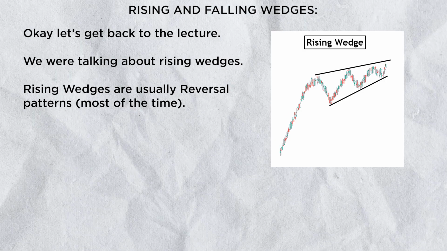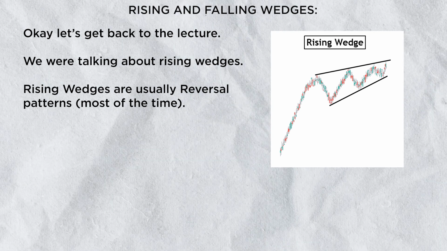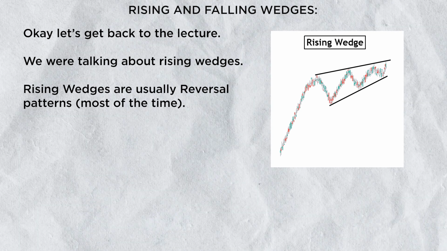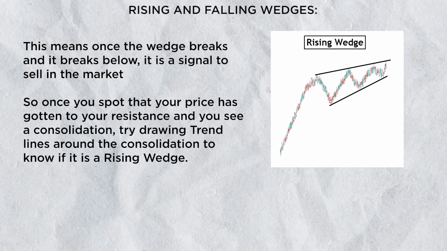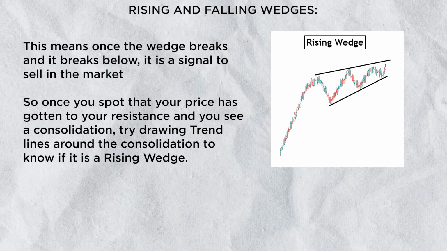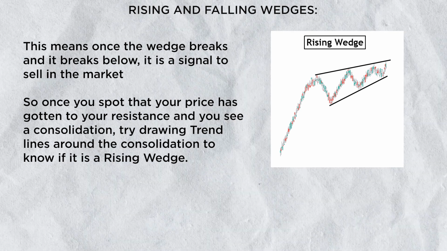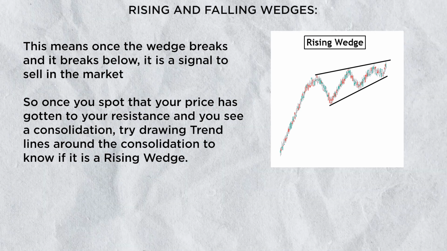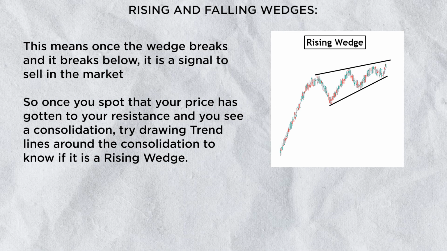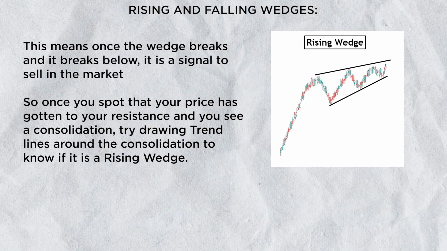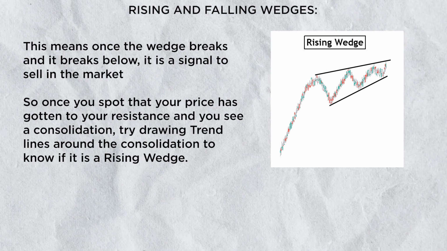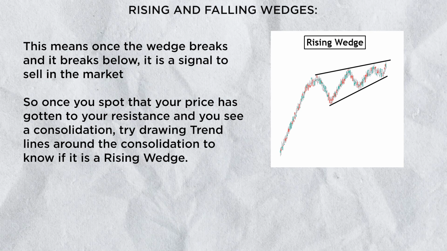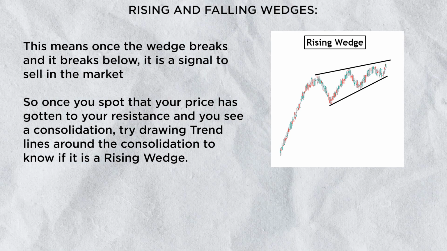We were talking about rising wedges. Rising wedges are usually reversal patterns most of the time. This means once the wedge breaks and it breaks below, it is a signal to sell in the market. So once you spot that your price has gotten to your resistance and you see a consolidation, try drawing trend lines around the consolidation to know if it is a rising wedge.